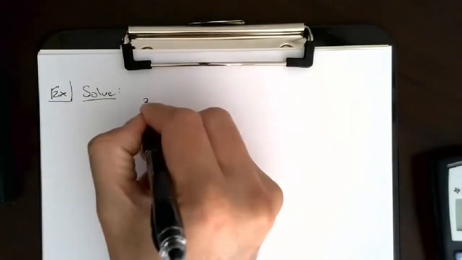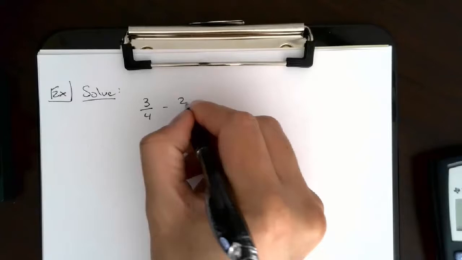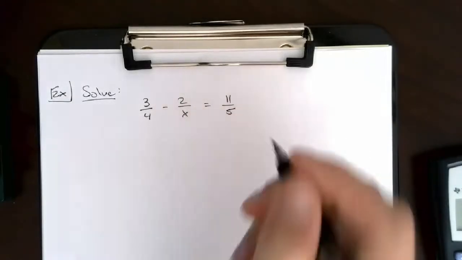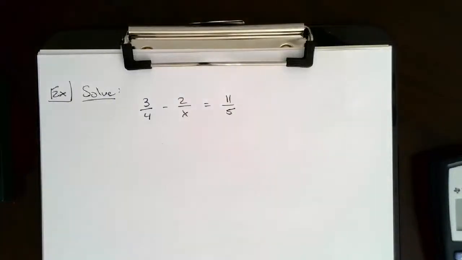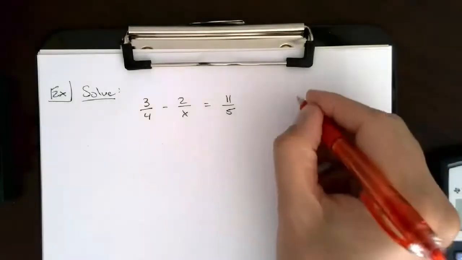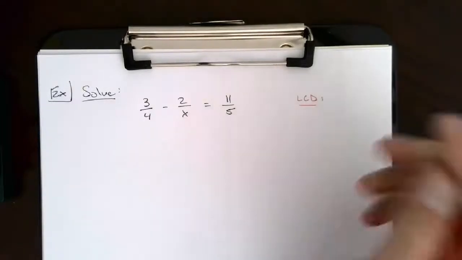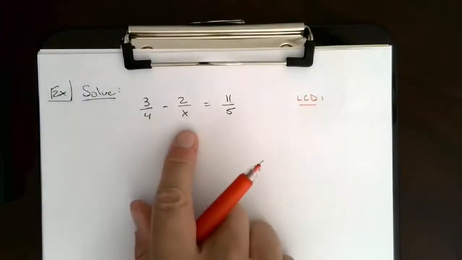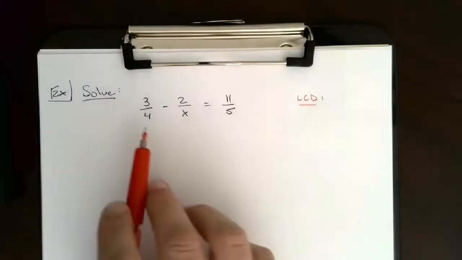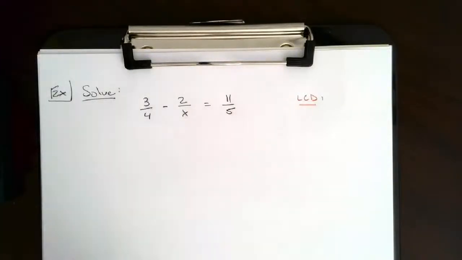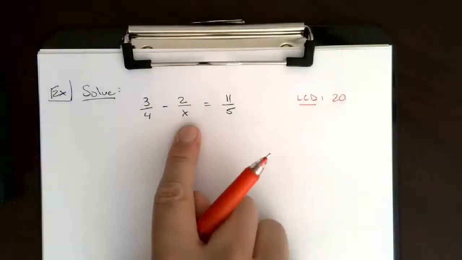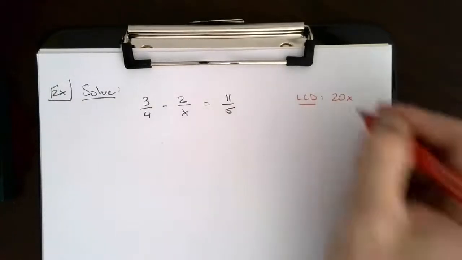So if I said to solve 3/4 minus 2 over x equals 11/5. If you have an equation with fractions, the first thing you want to find is the LCD for all the fractions that appear. When we're talking about the LCD, we're saying the lowest common denominator, the least common denominator. So we're looking at the denominators, 4, x, and 5. For 4 and 5, the smallest number they both go into evenly, the smallest number they're both factors of, is 20.